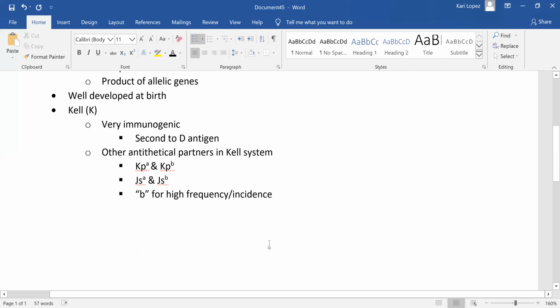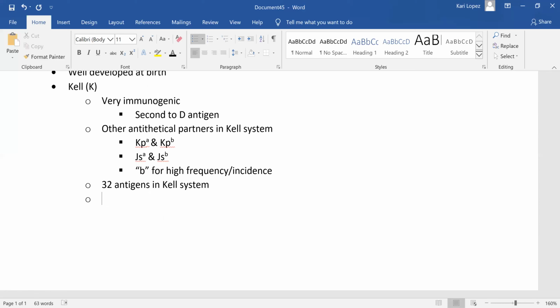There are 32 antigens in the Kell system. And they react with disulfide bond regions. So the reagents bind with disulfide bond regions.